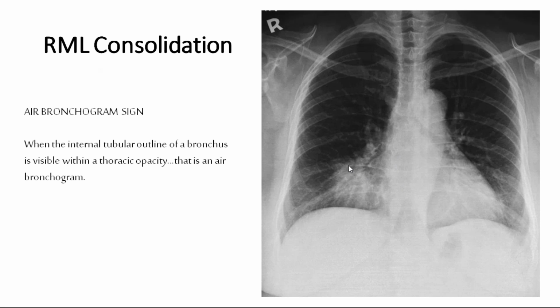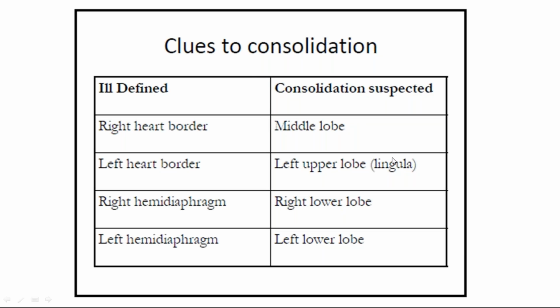Right middle lobe consolidation. Why is it the middle lobe? I'm telling you again, because you can make out the shadow, that is the silhouette sign. In the next slide, I will show you the silhouette sign. Though it is appearing in the lower zone, it is not a lower lobe consolidation because it is obscuring the right cardiac border. The clue to consolidation is: if the right heart border is ill-defined, it is the middle lobe.